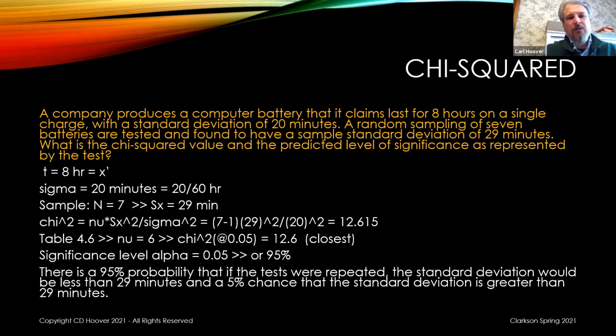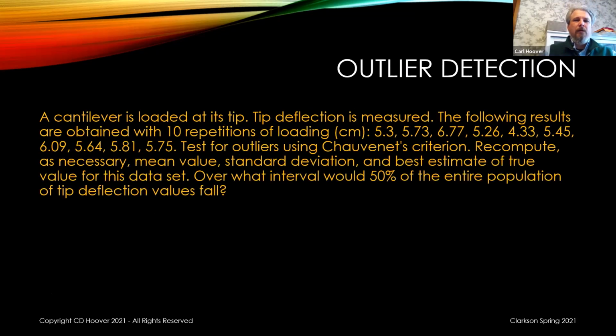So we go and look up, I think, table 4.6, and we see that for nu degrees of freedom of 6, chi-squared at a significance level of 0.05 is 12.6, which is pretty close to the chi-squared for our scenario. So the significance level, or alpha, is 0.05 or 95%. So the conclusion is there's a 95% probability that if the tests were repeated, the standard deviation would be less than 29 minutes, and a 5% chance that the standard deviation is greater than 29 minutes. So that's our chi-squared problem.